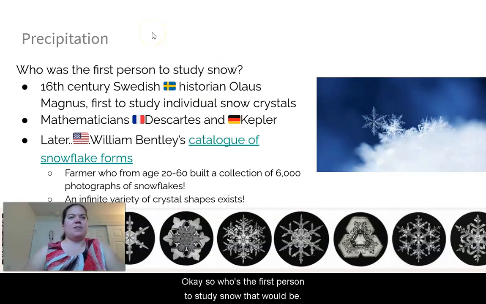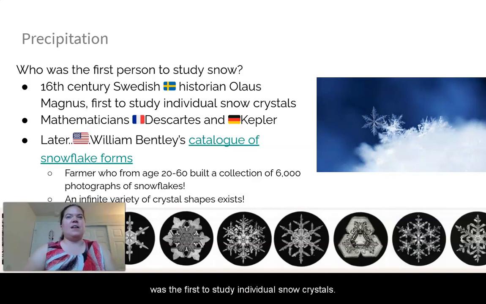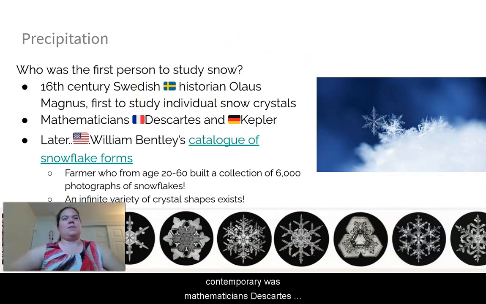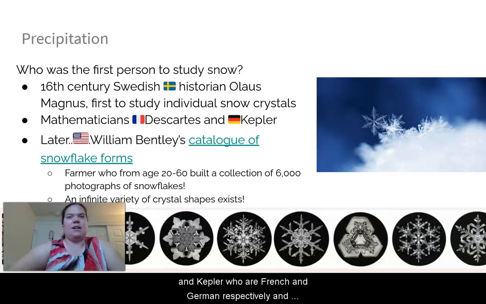Okay, so who was the first person to study snow? That would be the 16th century Swedish historian Olaus Magnus. He was the first to study individual snow crystals. There's one right there. He's so cute. And then his contemporaries were the mathematicians Descartes and Kepler, who are French and German respectively.